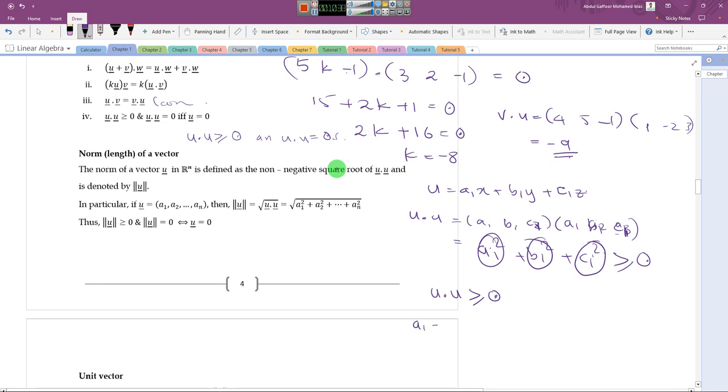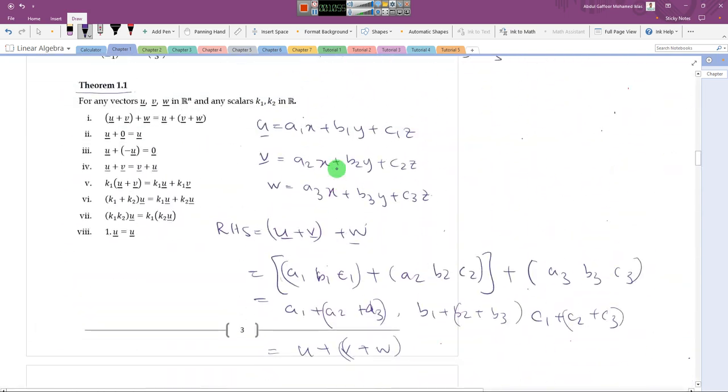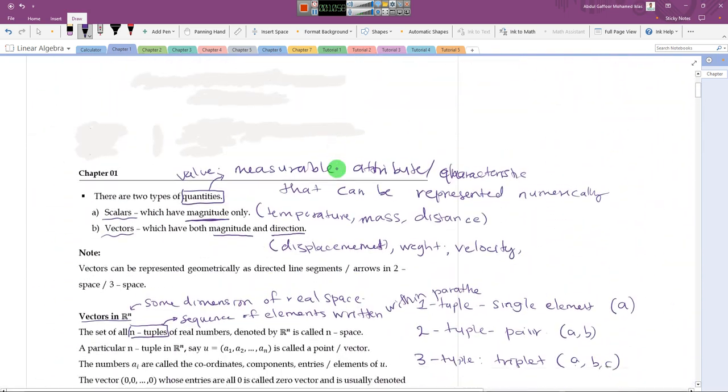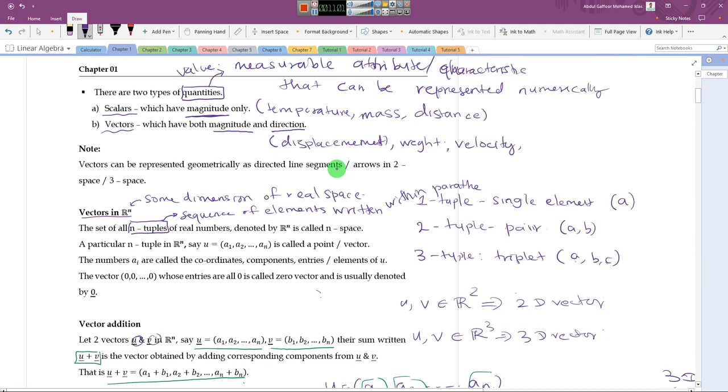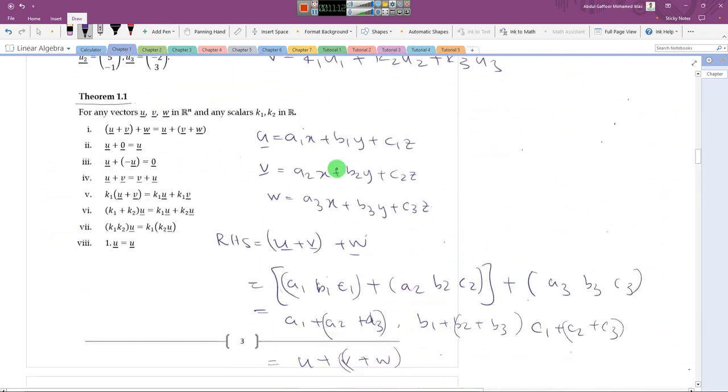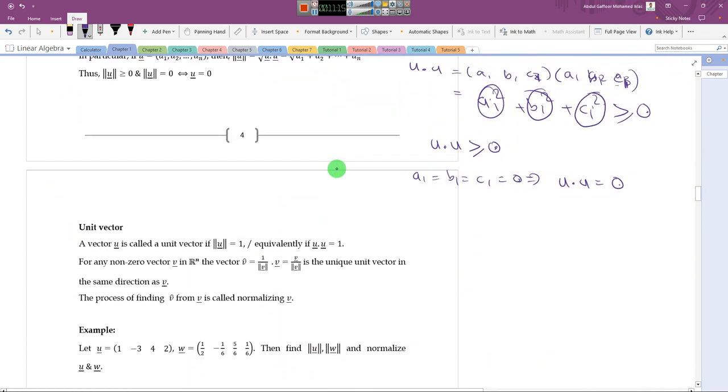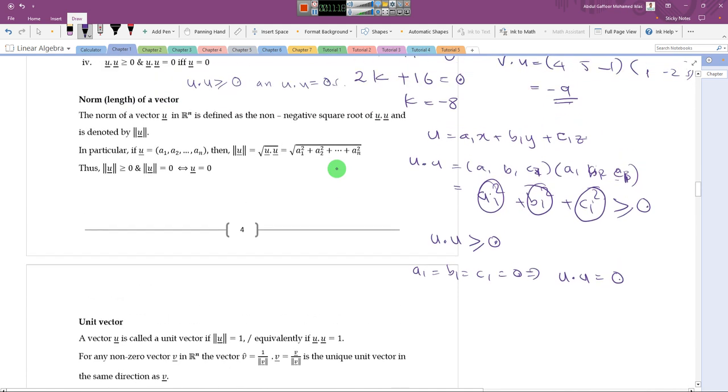So when a1 is equal to b1 is equal to c1 is equal to 0, only then u dot u will be equal to 0. Right? If all the components are 0, then we will call it the zero vector. That's what we have studied in the very first class. In the very first class also we had a note. Here you can see the vector (0, 0, 0), whose entries are all 0, is called the zero vector. So if the components are 0, then the dot product will be equal to 0.